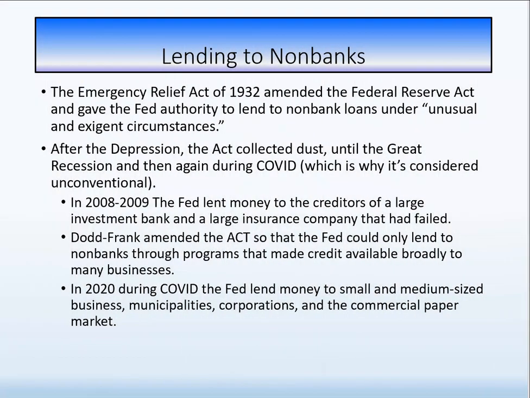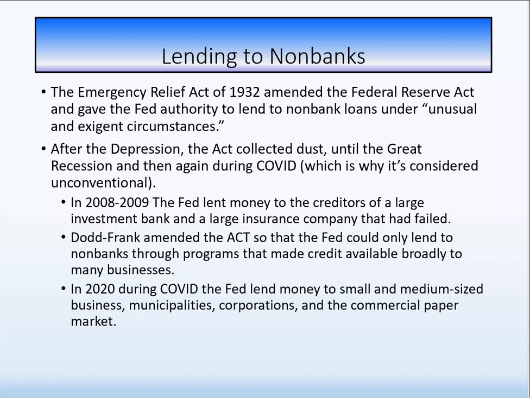So now let's talk about lending to non-banks. In the Great Recession of 2008-2009, the Fed started lending to large non-banks to prevent non-bank financial institutions from failing and bringing down banks. The Fed had not lent to non-banks since the 1930s. So this is considered unconventional.